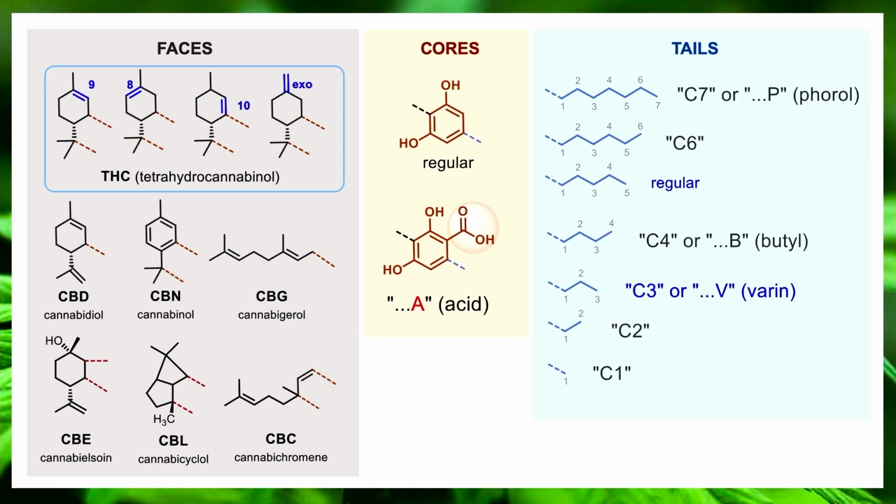There are just 2 cores, one that we call regular or neutral, and one that we call acid. Chemically, we just add this functionality. I've circled it in orange there. It's called a carboxylic acid.